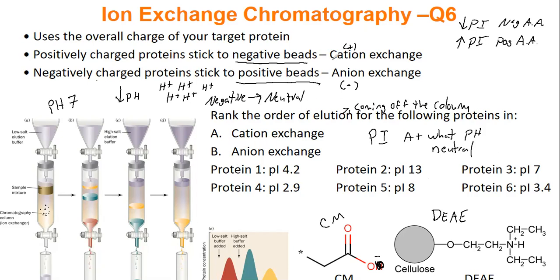Cation exchange means I bind positive amino acids and I do not bind negative amino acids. So the order of elution will go from your most negative protein to your most positive protein, not amino acids. Your most negative protein is the one with the lowest PI. So it should go 4, then 6, then 1, then 3, 5, and 2. So that's for cation exchange.